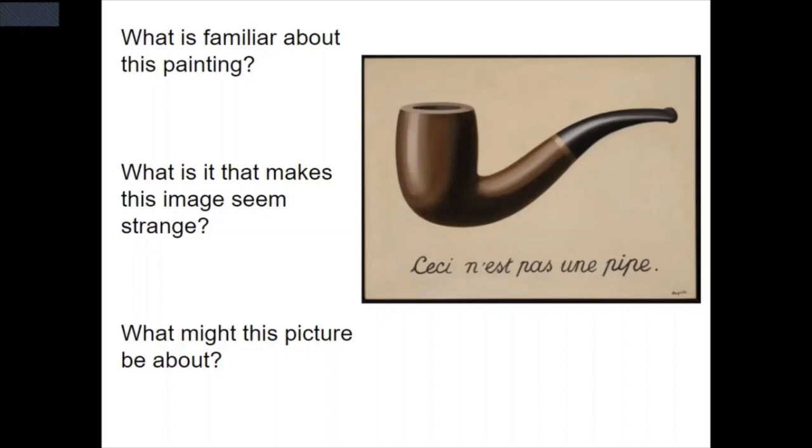Ceci n'est pas une pipe. That's French. It means this is not a pipe. Wait a minute. This is not a pipe? But it's a picture of a pipe. It is a pipe, right? Or maybe it's not. I wonder what Rene Magritte is saying with this painting. This is not a pipe. Maybe he's saying that it's a picture of a pipe and not really a pipe.